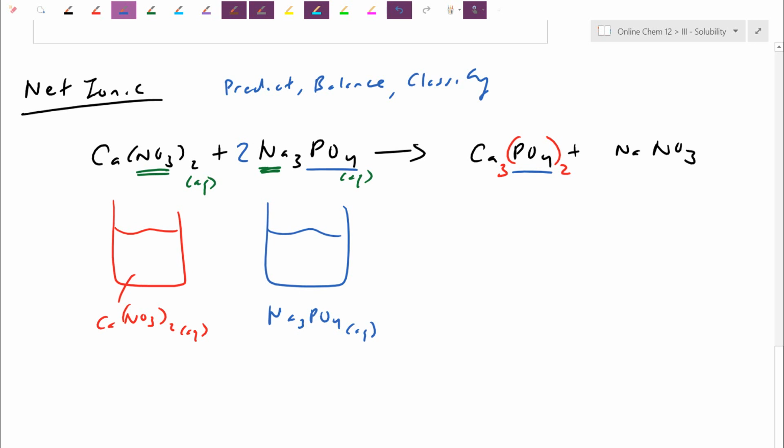2 times 3 for sodium, that means I have 6 sodiums, so I need a 6 here. 6 sodiums means 6 nitrates. In this case here, nitrates come as 2s, so let's put a 3 here. Then I have 3 calcium, and voila, we have 3 calciums there.